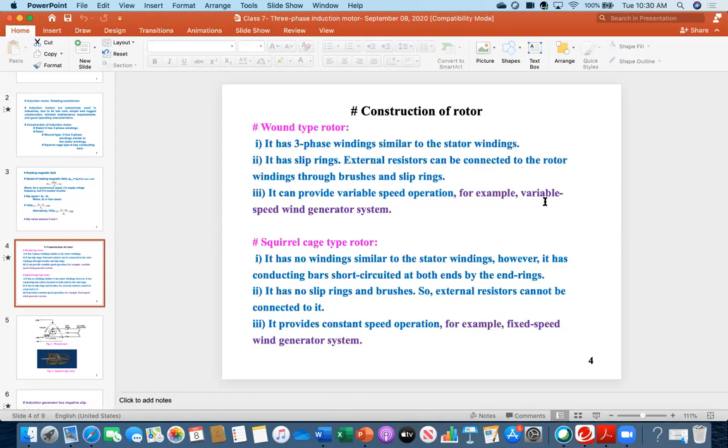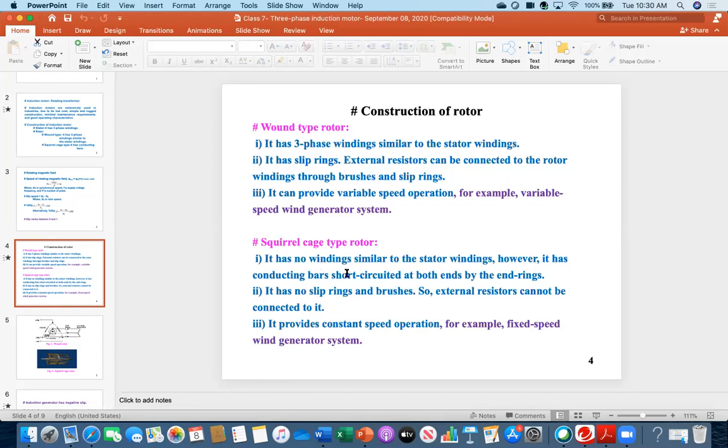frequently you need variable speed operation. So for industry, you have to use wound rotor type. On the other hand, where you need fixed operation, here just an example of wind generator fixed speed, where you need constant speed operation, then you have to choose squirrel cage. So that's why everybody see I have written.